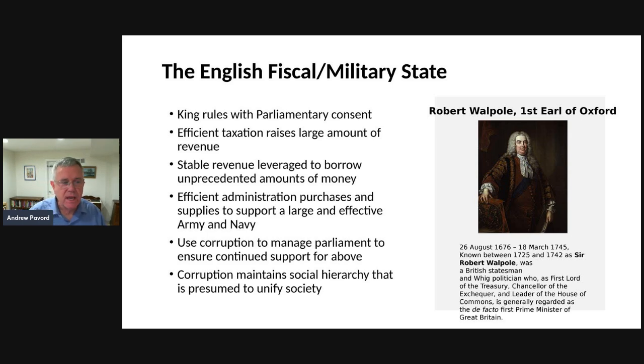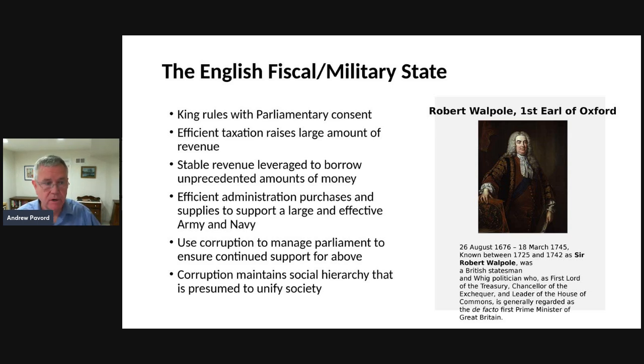So the English came up with a system, and it was Robert Walpole, the first English prime minister, who developed this: the way you get control of Parliament is you buy the members of Parliament. You just give them corruption. You pay them, you give them stipends, you give them odd jobs they never have to show up to that pay a lot of money. And so this is a profound thing, that corruption is used to manage English politics.